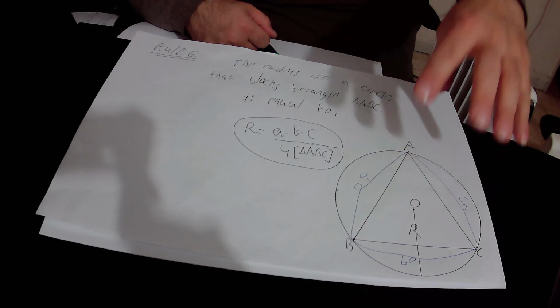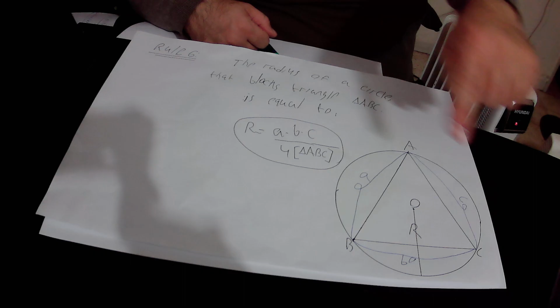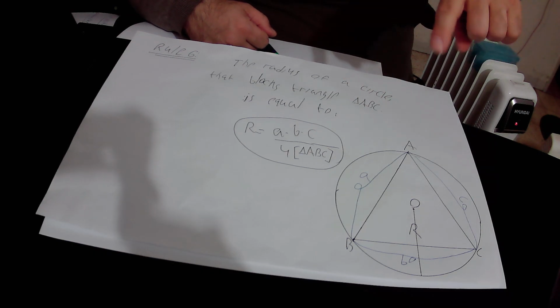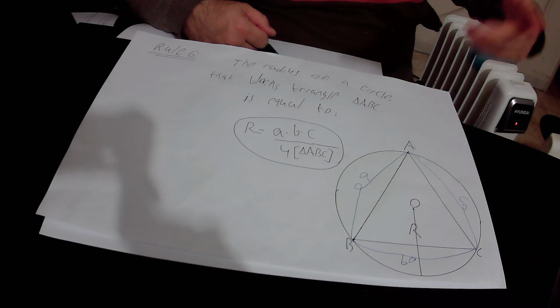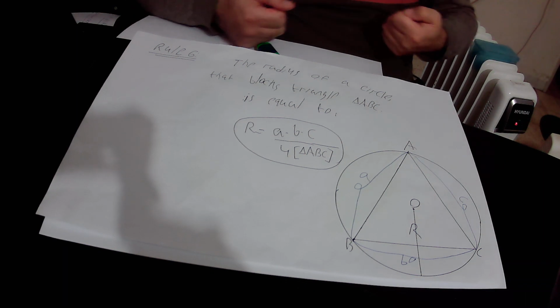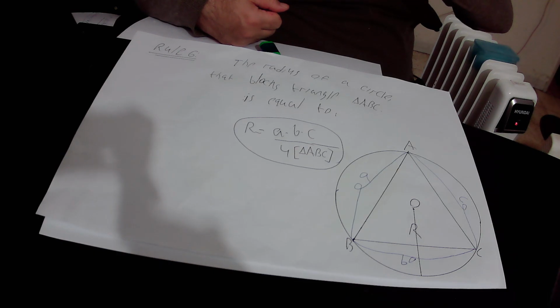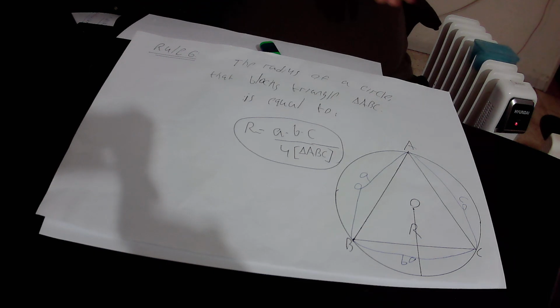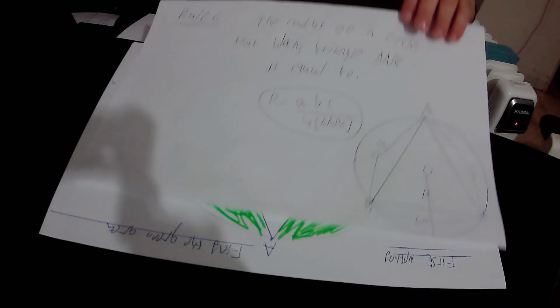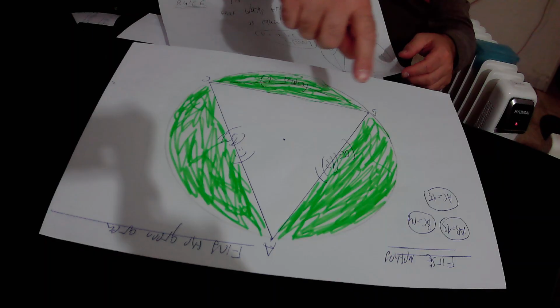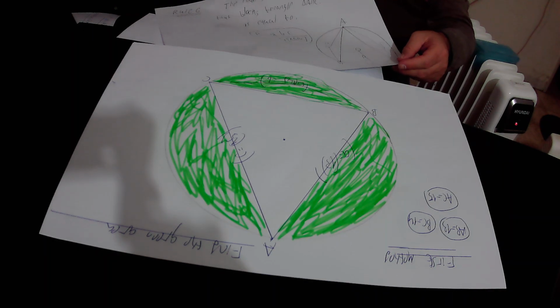So the radius R of this circle that blocks triangle ABC, according to rule number 6, is equal to A times B times C, that is the multiplication of the side lengths of the triangle by each other, over 4 times the area of this triangle ABC. So we can actually implement rule number 6 in our drawing. Why? Because in our drawing we also have a circle that blocks triangle ABC.